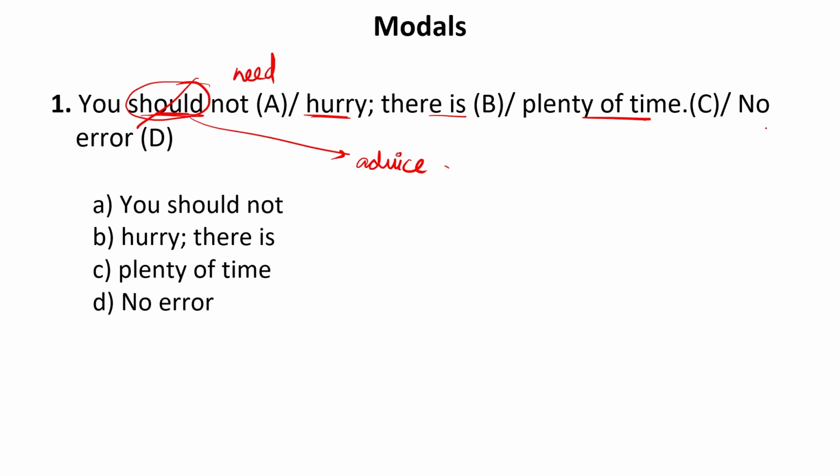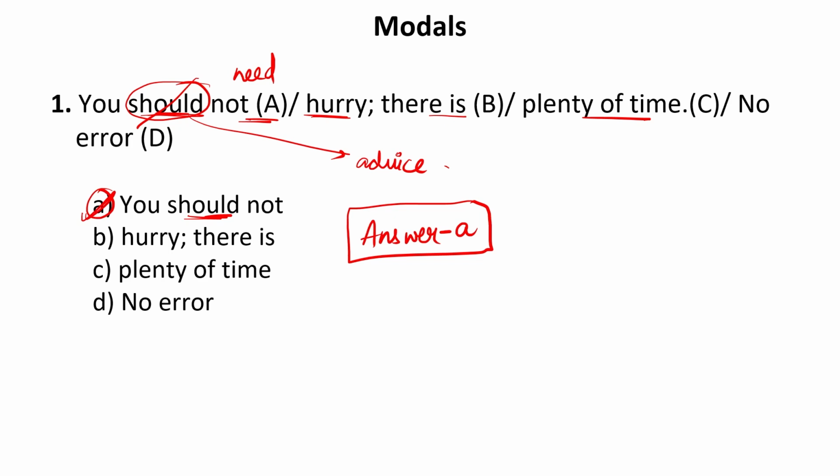There is plenty of time. Now the error is in part A. Now let us see the options. This part, should, is given in part A. So this will be the correct answer. So our answer is A. That is, there is an error in part A. In place of should, we have to write need. Then the sentence will be correct. So the correct sentence will be: you need not hurry. There is plenty of time.